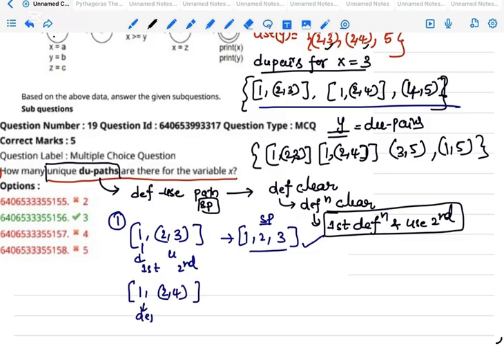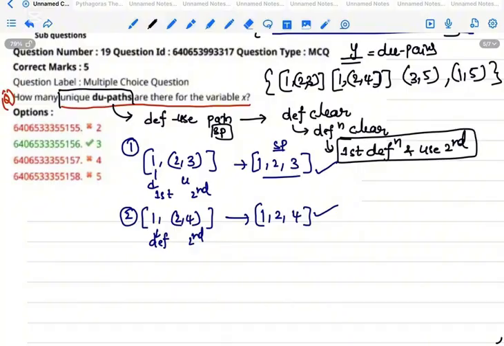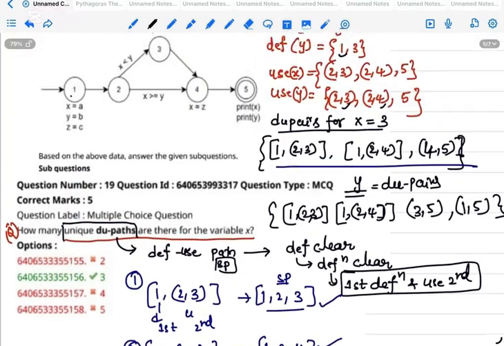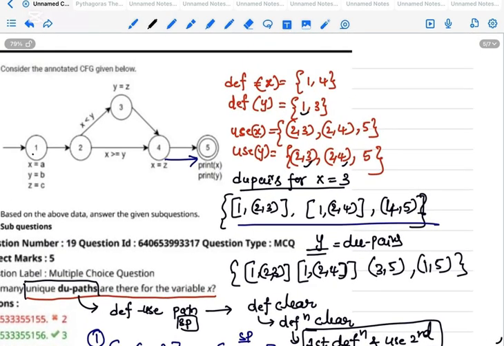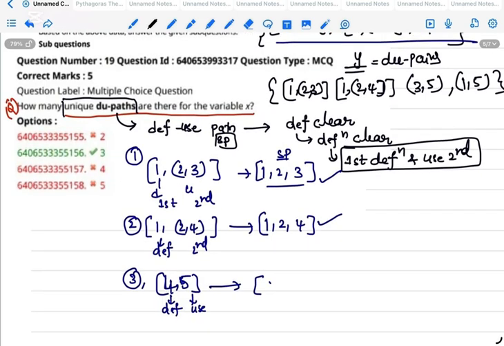Second one is 1, 2, 4. That is the definition of the variable x, second use. So 1, 2, 4 is a simple path, so this is also a valid du path. And third one is 4, 5. First definition and use. This is a path from 4 to 5, there is an arrow. The path for the variable x, 4, 5, is a valid du path. So the answer for the variable x is 3.